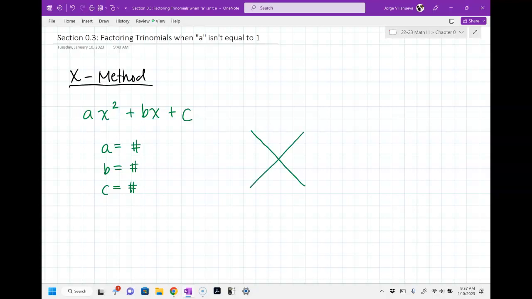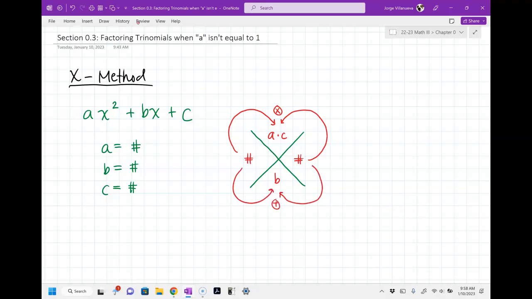I know some of you like to use the box method, and that's fine. You can utilize that if you want. But on the very top of the X, you are going to write down the product of A times C. On the very bottom, you're going to put the value of B. Now, your job is to figure out two numbers that multiply to whatever the top number is, and these two numbers will also add to the bottom number.